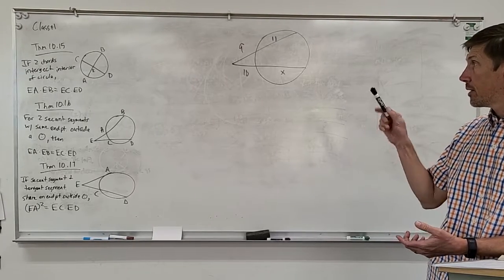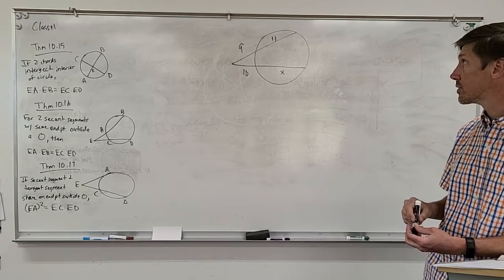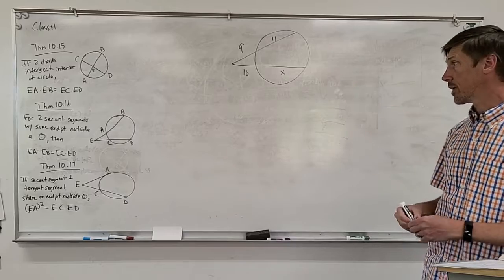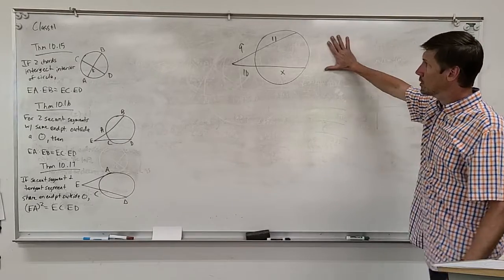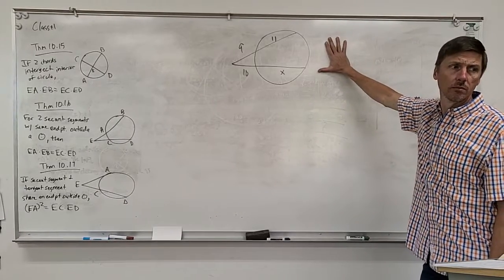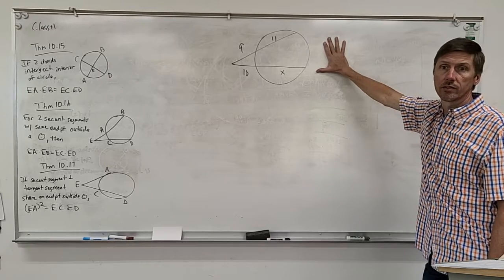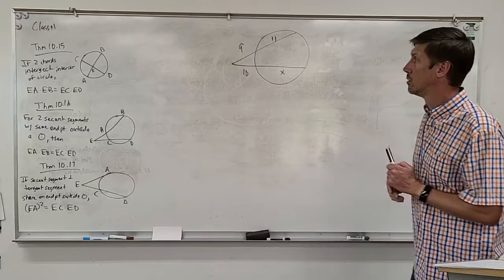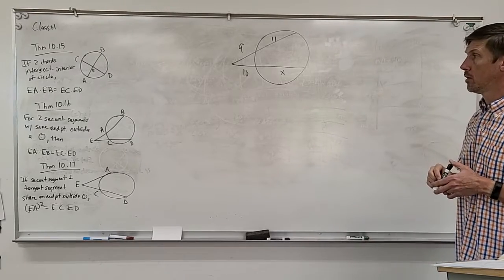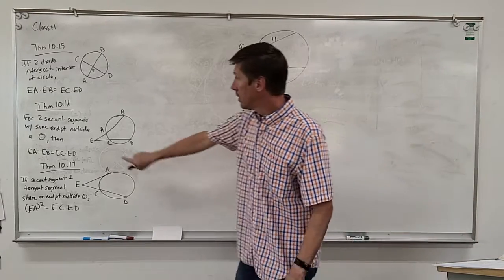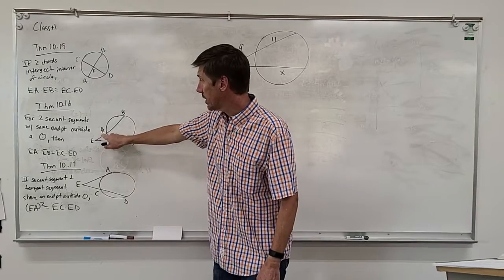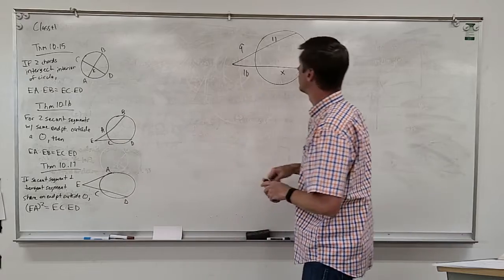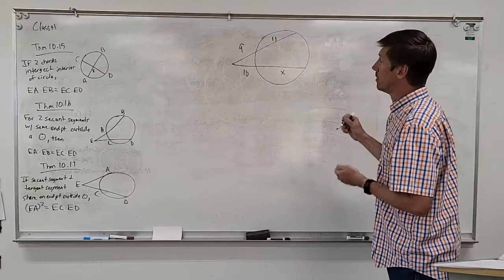So let's try to apply theorem 10.16 and solve for x right here. So who can set this up for me based on that theorem? Yes? So wouldn't it be 9x equals 11 times 10? No, think about what this says here. EA, which is the portion of the segment here, times EB, the entire length of the segment. Oh yeah, so it's 10x equals 9 times 11.